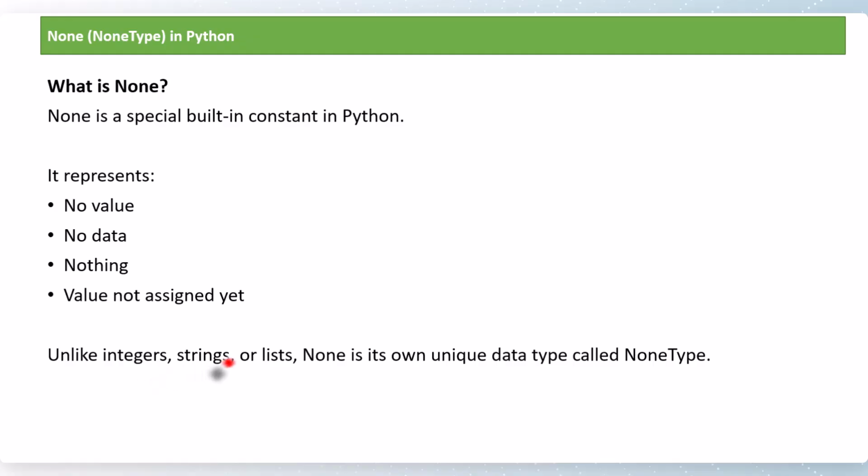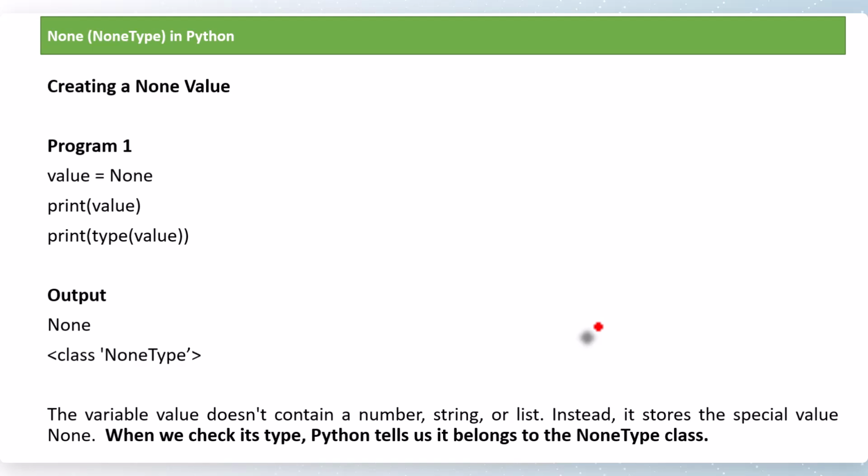Unlike integers, strings, or lists, None has its own unique data type called NoneType. So how can you create a None here? Very simple. You can take any variable, value equal to None. Here N is an uppercase letter, the remaining are lowercase letters. If you print value, it is going to print None. And if you print the type of value, it is going to display NoneType.